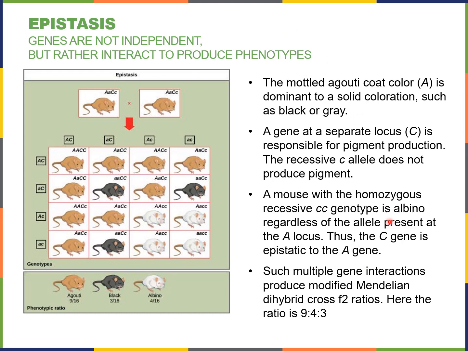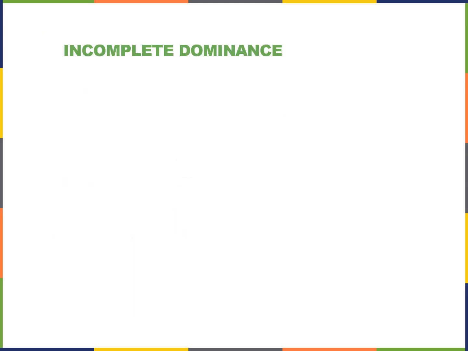I'm not going to talk about this too much. Again, this is something that you can go into if you're interested, the epistasis, where genes are not independent, but they interact to produce different phenotypes. This is getting into the dihybrid and trihybrid crosses and stuff where we're talking about multiple genes. So it is really interesting, but we just don't have the time for it in this class.